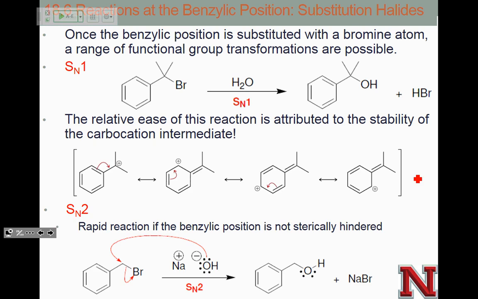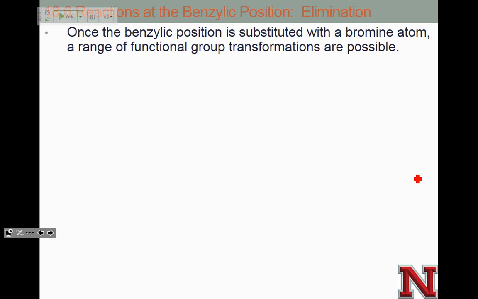We can also have the SN2 reaction if the benzylic position is not sterically hindered. But even with this one, you can actually have an SN1 reaction with the primary carbocation because of resonance. So you can force any benzylic position to go through an SN1 reaction because of the extra resonance stabilization. But SN2 works as well.